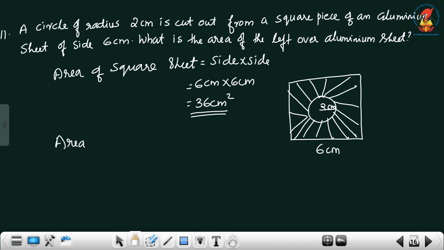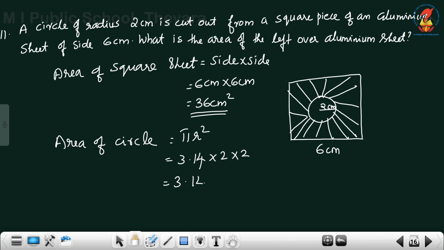What is the area of the circle? Area of circle equal to pi r square. Pi equal to what? 22 by 7 or 3.14. Any value you can take. But here I am taking 3.14 into 2 into 2. 3.14 into 4 equal to what? 4 4s are 16, 5, 12.56 centimeter square.